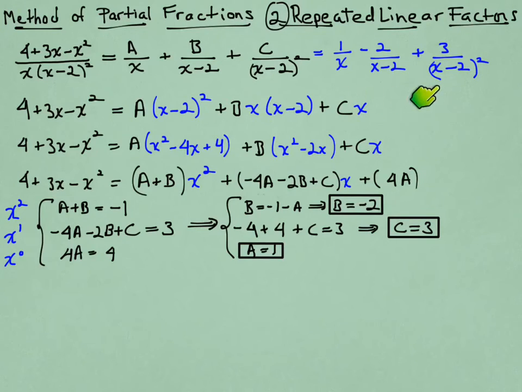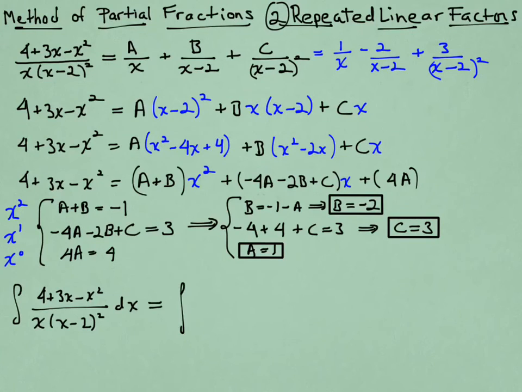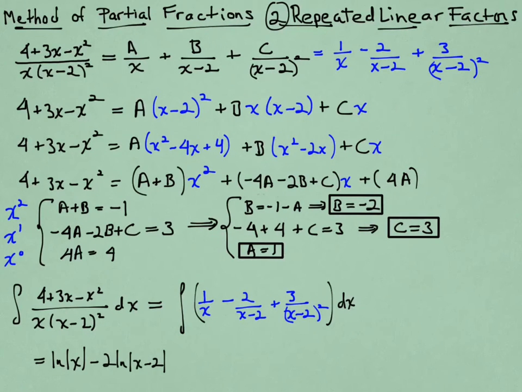This expression here is the partial fractions decomposition of the original rational expression. And we can now integrate it if that was our goal. We can integrate each one of those terms, and each one of those is much simpler than the original expression to integrate. The first one is the log of x, minus 2 times the log of x minus 2, plus 3 over x minus 2 here.